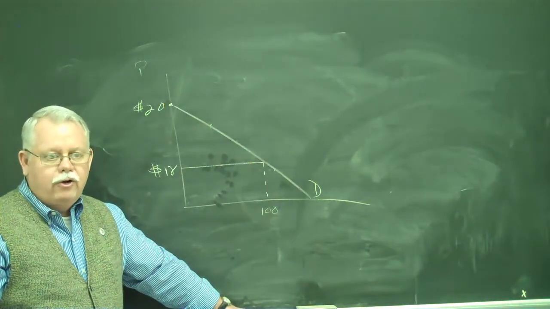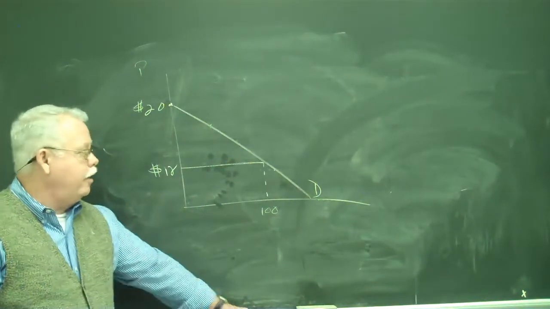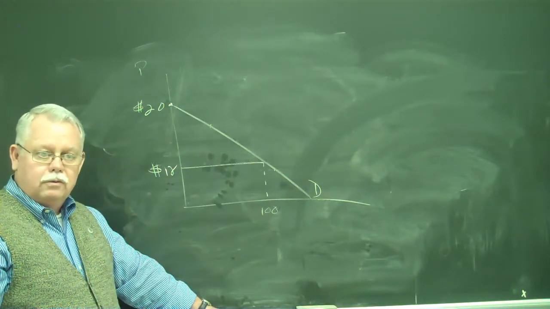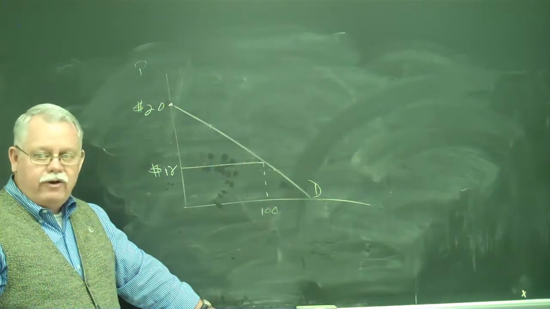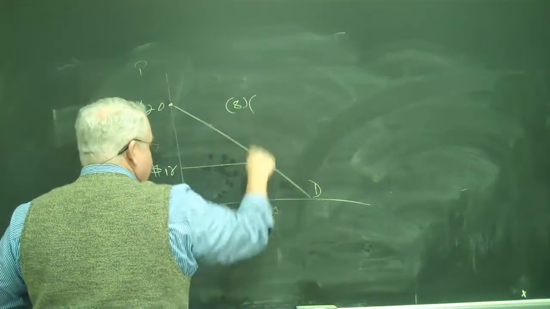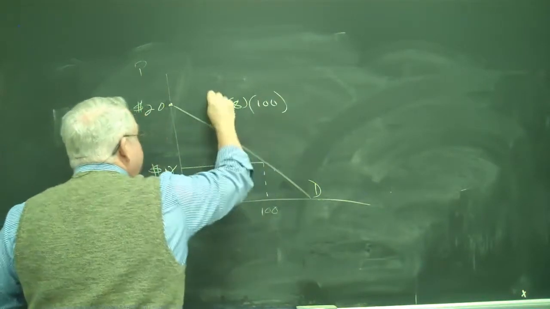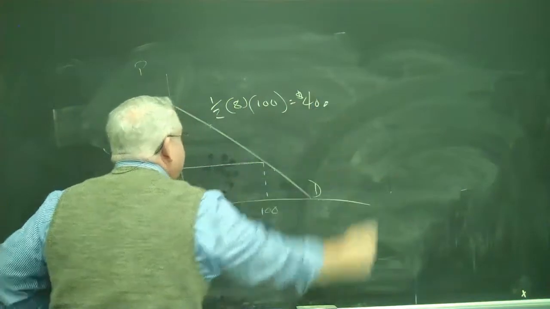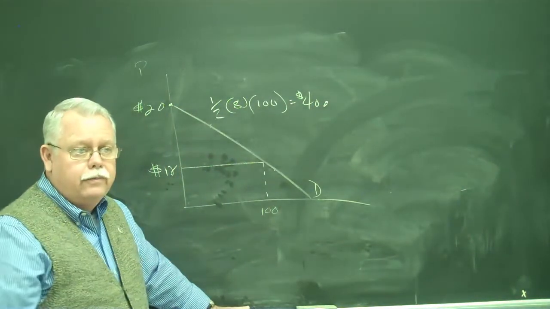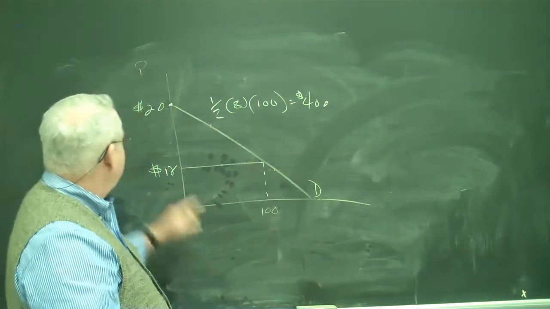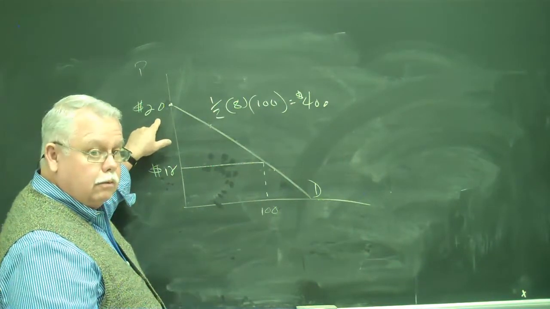Simple question, how much consumer surplus is there in the market at that price given that demand curve? Well, half times the base times the height. The height is 8, the base is 100. We take a half of that, that's pretty easy math, $400. Is it 8 or 18? I'm sorry, that's 8, the difference between the 20 and the 12.